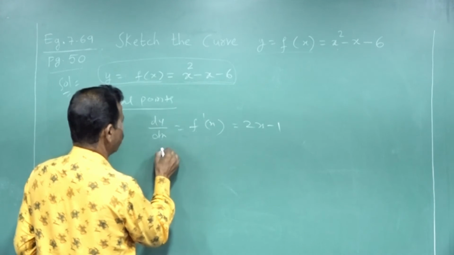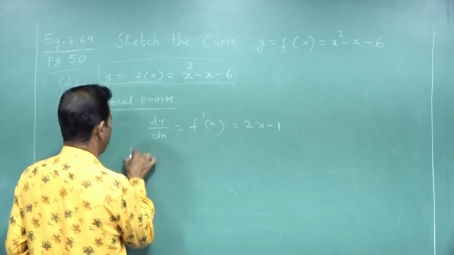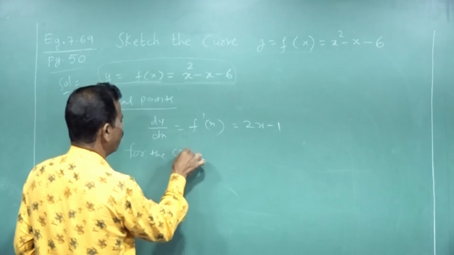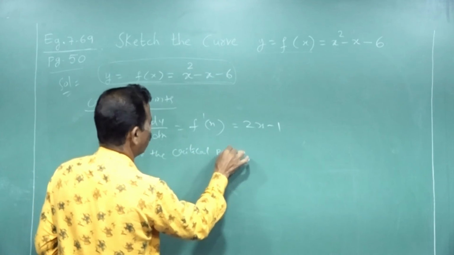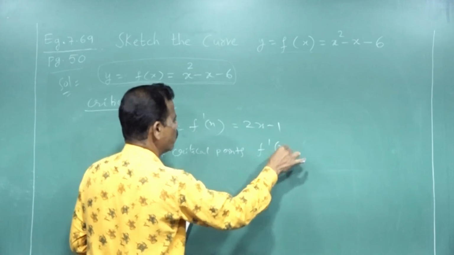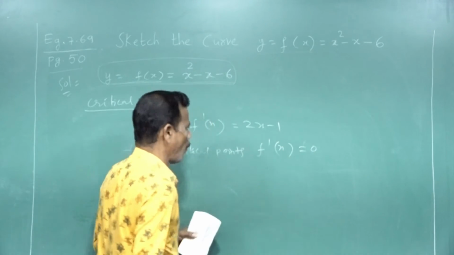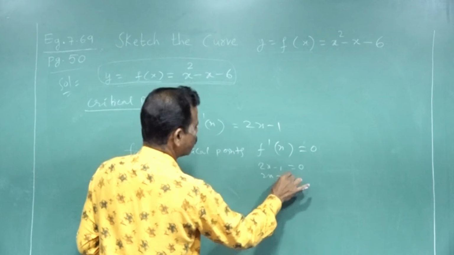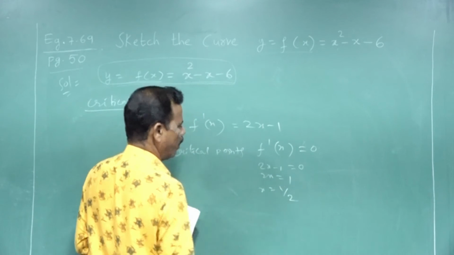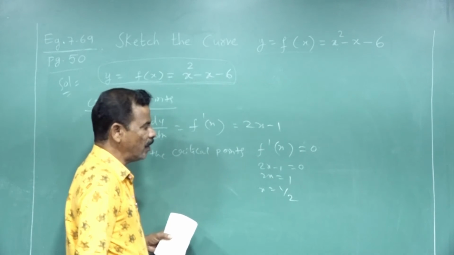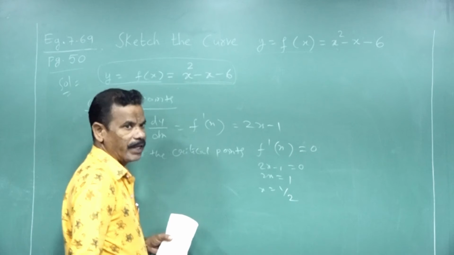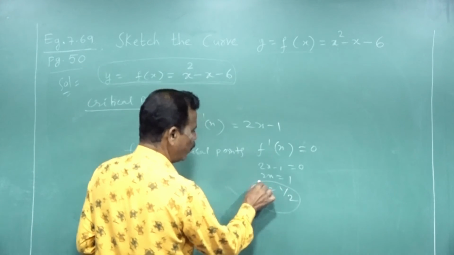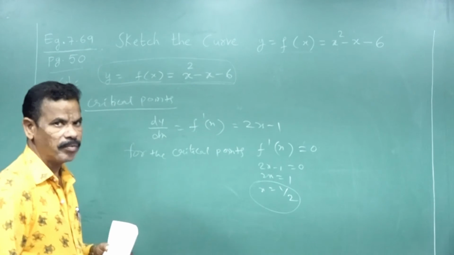After this, for the critical points, f dash x should be equal to 0. Then f dash x, which is 2x minus 1, is equal to 0, so 2x is equal to 1, x is equal to 1 by 2. 1 by 2 is the critical point. At x is equal to 1 by 2, this function has a critical point.